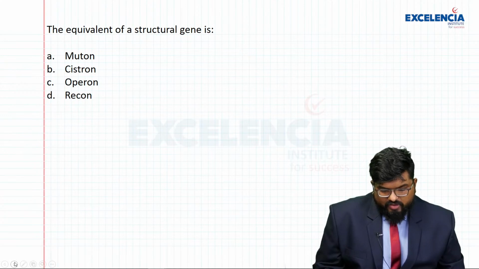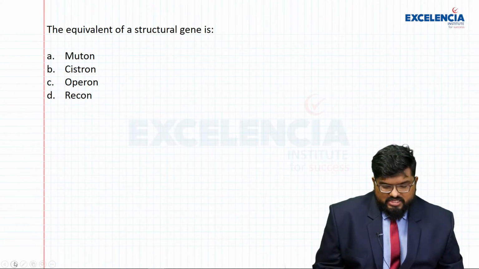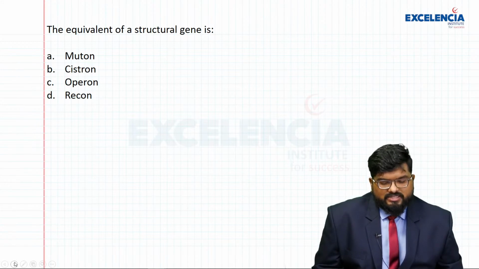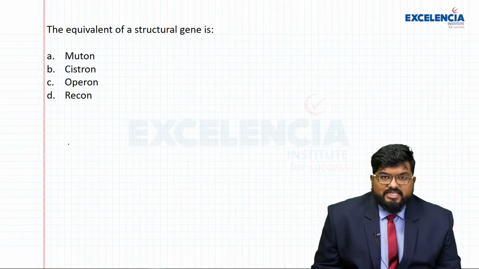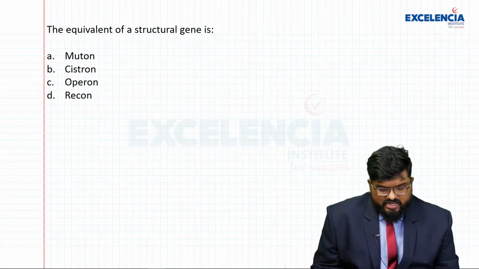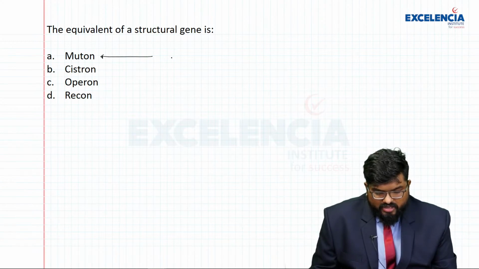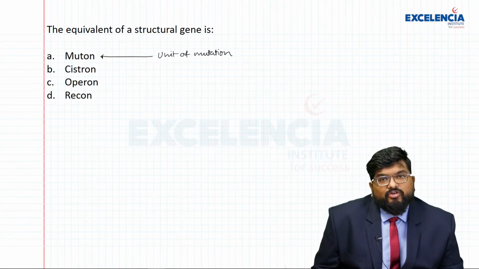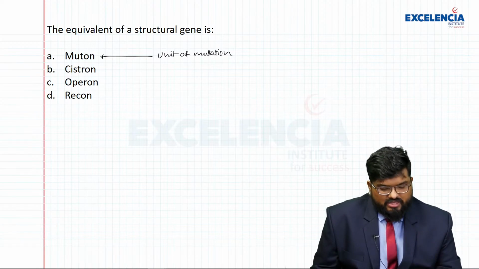Next, the equivalent of a structural gene is muton, cistron, operon, recon. Okay, let's understand this. This is the gene. When we talk about units, these are genetic units. So muton is a unit of mutation. Muton is the smallest unit of mutation, so it can be even one nucleotide.